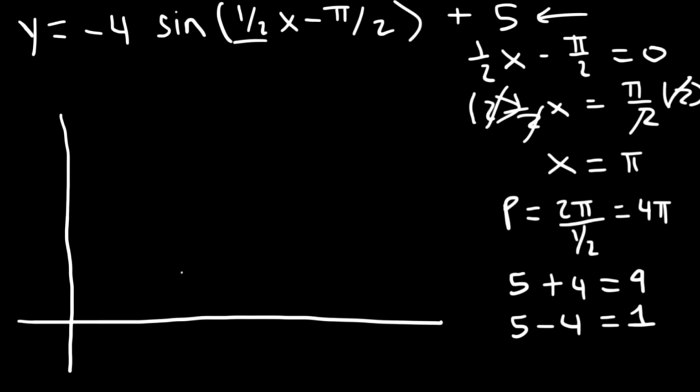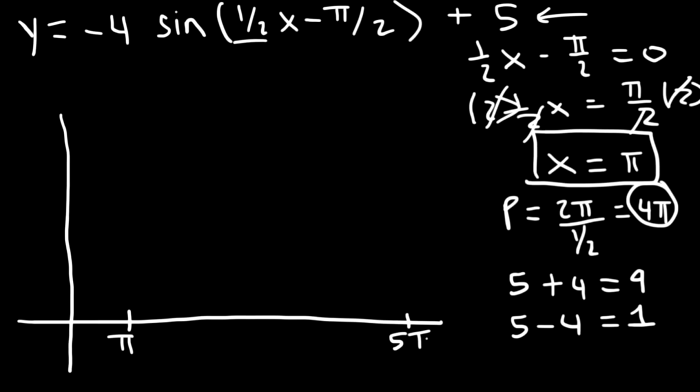So let's begin by plotting the period. Actually, not the period, but the phase shift. So the graph is going to start at pi, and then if we add 1 period to it, pi plus 4 pi is 5 pi. So this is going to be 1 cycle. 1 cycle is basically the period. So the period is 4 pi, so that's the length of 1 cycle.